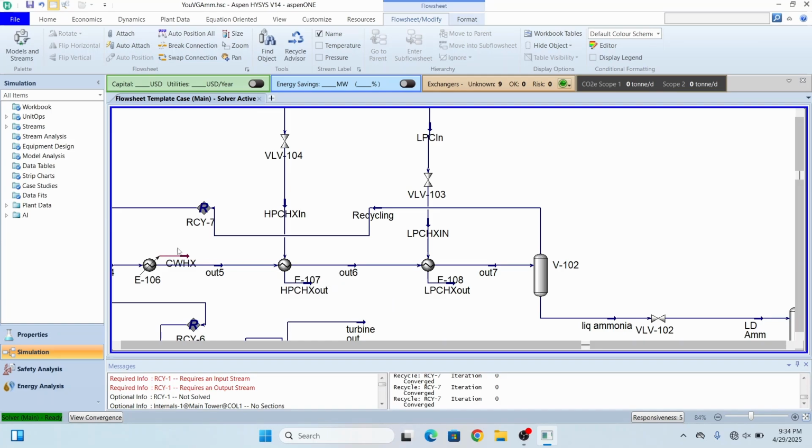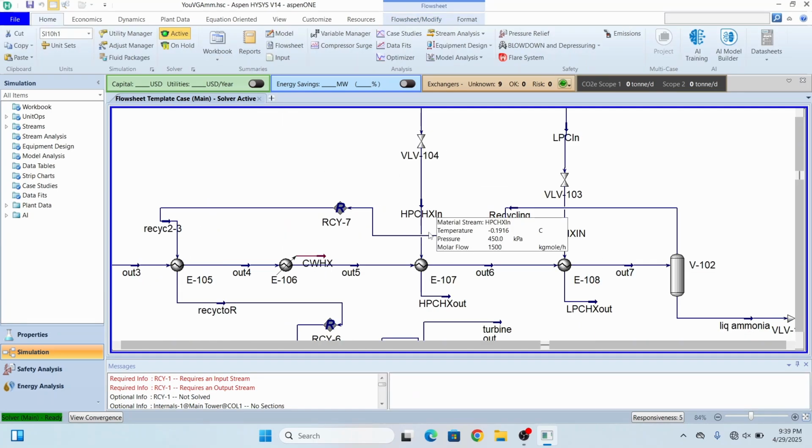So here what we have done: up to 40 degrees, because with the cooling water we can decrease the temperature of the stream only up to 40 degrees. After 40 degrees we have used our low pressure ammonia, and with the decreased pressure, when you decrease the pressure of a stream, its temperature also decreases, as it happens in the Joule-Thomson effect. Adiabatic expansion causes cooling, so this expansion is happening over there, and your stream is cooling.